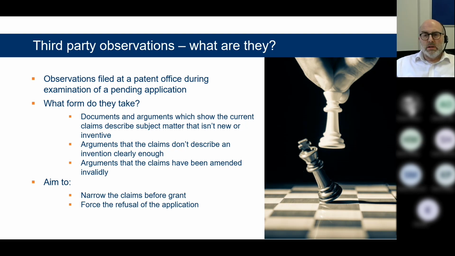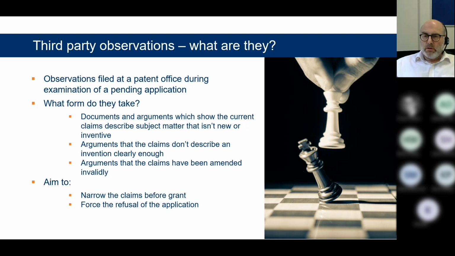So the first one is lack of novelty and inventive step, or obviousness in the US. They're the main attacks. All countries that allow observations will allow you to attack a patent application on the basis that the claims lack novelty or inventive step because there are older, earlier documents or disclosures which describe the same or similar subject matter.